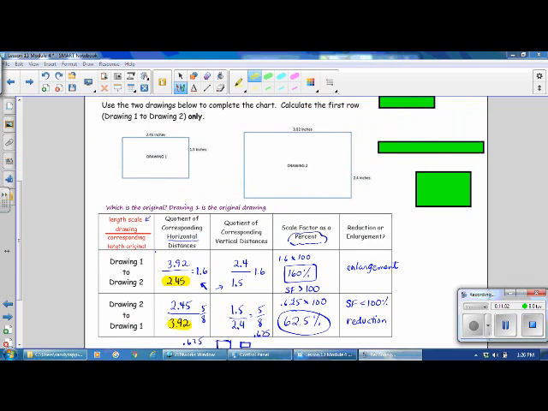I want to point out in this example, when we were doing the first row, we were starting out with drawing 1 being the original figure. So drawing 1, the 2.45 inches, is in your denominator because that is the original. When we were going from drawing 2 to drawing 1, then drawing 2 is the whole, and so 3.92 is the denominator because that is the original. So remember, what is the whole or the original can change.